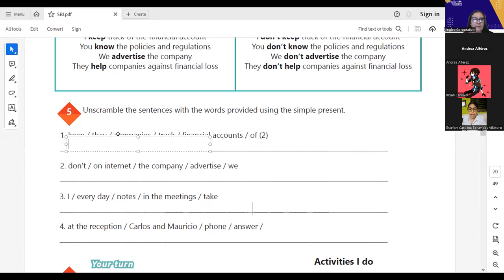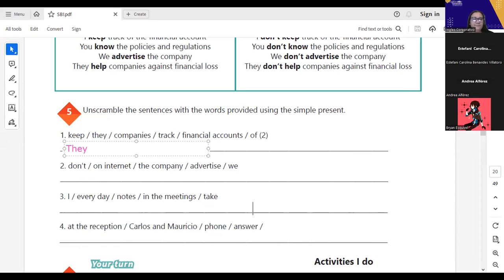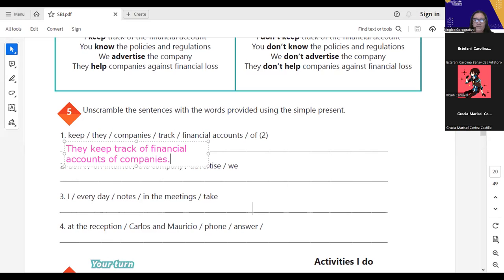So the first one, we start with they, right? Yes. They keep track of financial accounts of companies. Okay. Everybody correct? They keep track of financial accounts of companies.